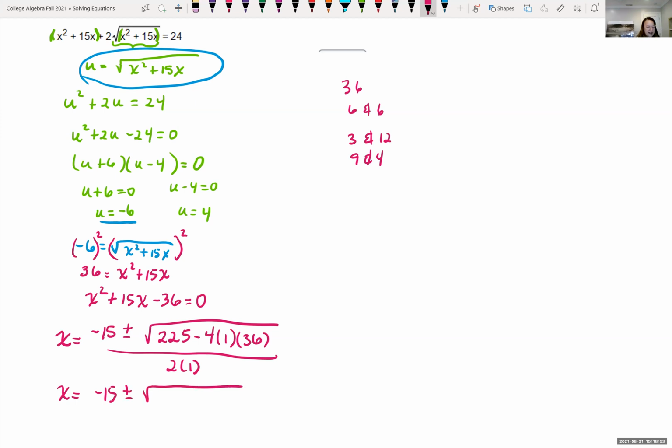So we have 225 minus 4 times 36. Let's first figure out what 4 times 36 is. And that's 144. So 225 minus 144, which is 81. So maybe it was factorable. I just didn't see the factors.